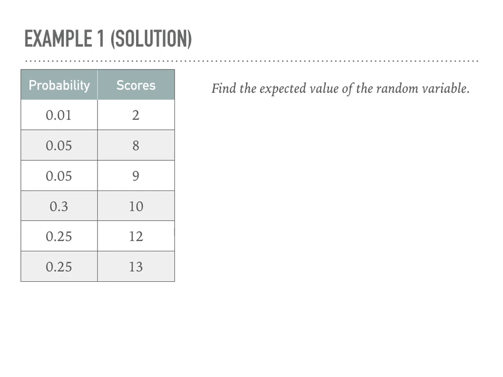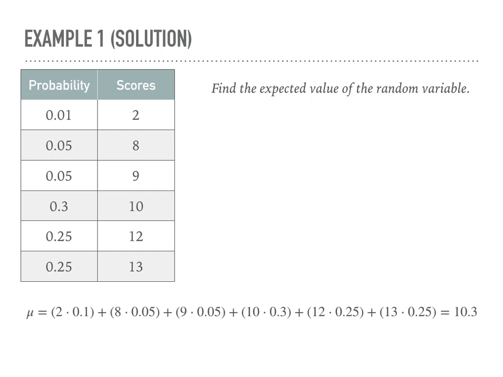Find the expected value of the random variable. We're given some probabilities, we're given some scores. Notice that our x values, our data values, are the scores, and p of x is the probabilities that are given. So our expected value or our mean is 2 times 0.01 plus 8 times 0.05 plus 9 times 0.05 plus 10 times 0.3 plus 12 times 0.25 plus 13 times 0.25, which is 10.3.